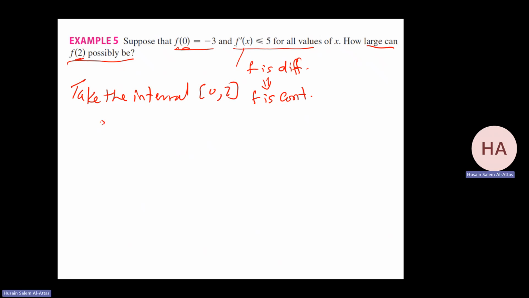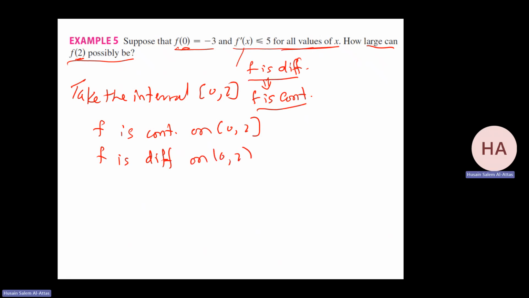Okay. So now I want to apply the mean value theorem. f is continuous on this interval. I don't know what f is, but I can conclude this. f is differentiable on the open interval. Actually, it's differentiable and continuous for all values of x, but just to apply the theorem, it means the mean value theorem conditions are satisfied.